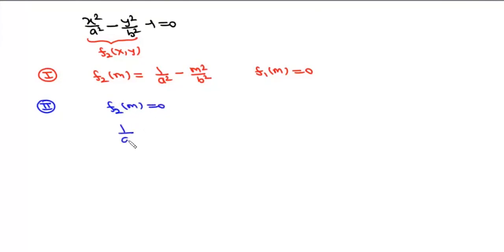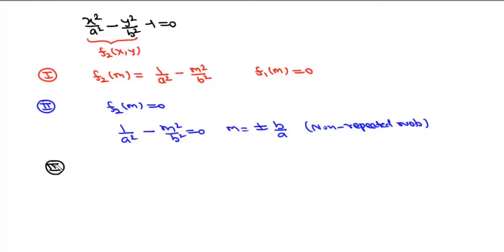The second step is to find the slope of the asymptote, and for this we'll put f2m as 0. If we put it equal to 0, we'll get 1 upon a square minus m square upon b square equals 0, or the value of m is plus minus b upon a, and both of them are non-repeated roots. And then we'll find the intercept. This is c upon factorial 1 into f2 dash m plus f1m, and it will be equal to 0. Now this f1m is 0, so from here we can say the value of c is 0. So in both the cases, the value of the intercept will be 0.